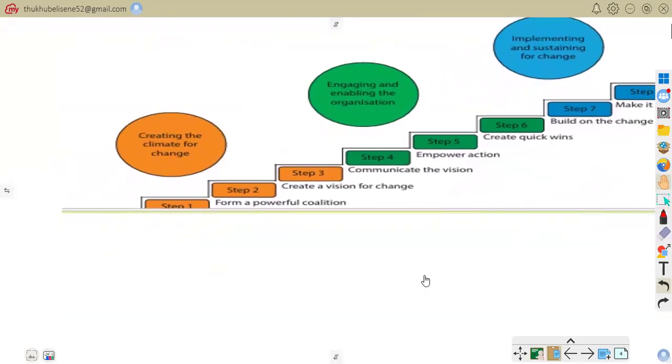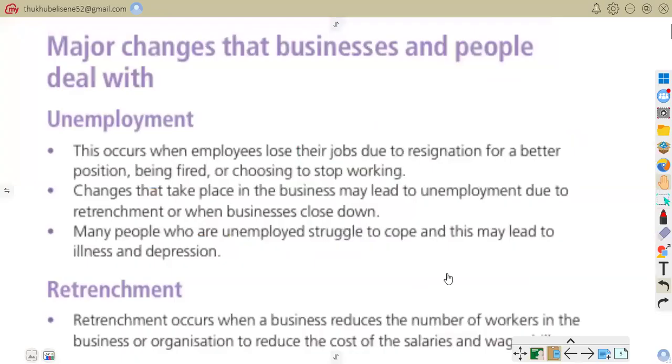So now let us move on to major changes that business and people deal with. We're first going to talk about unemployment as the first one. As it says, this occurs when employees lose their jobs due to resignation for a better position, being fired, or choosing to stop working. So with unemployment, people lose jobs due to resignation, firing, or business closure.